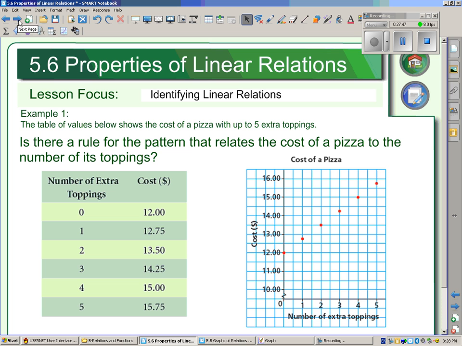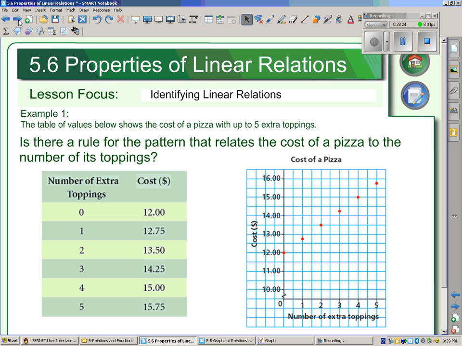We're going to look at this in a couple of different ways. The first way we're looking at it is, is there a rule for the pattern that relates the cost of the pizza to the number of toppings? So here you can see from the graph that yes, it is linear, and we have those points. The question is the rule for the pattern? Do you see a pattern in this function? Right? Just like our function machine. What am I doing? Can you write the equation that goes with it? That's going to help to give you how you know it's a linear relationship.